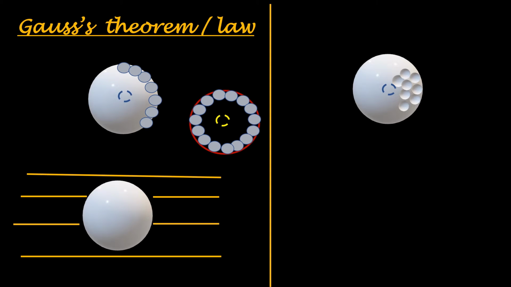Gauss theorem helps to calculate electric flux out of a closed surface enclosing charge. This method is easier than applying Coulomb's law.